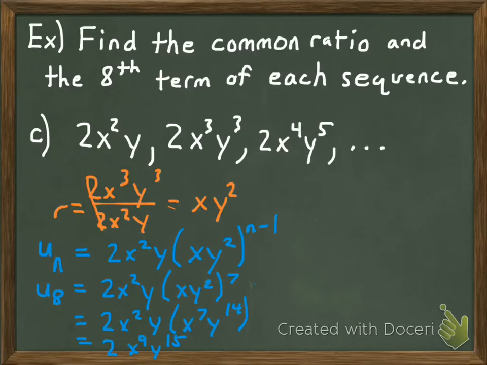Alright, so that's how you write the general formula for a geometric sequence and how you use it to find a specific term number.